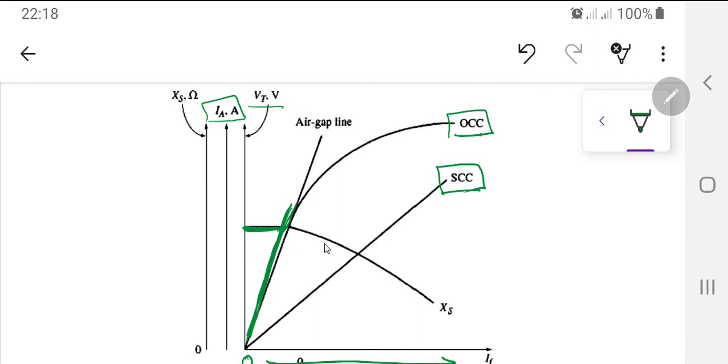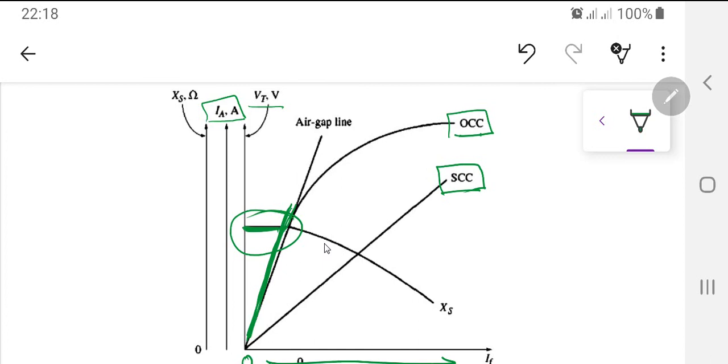Otherwise, if nothing has been shown or asked over there, you can only use this value of XS, which is at this point over here. So with the open circuit test and short circuit test, you can easily find your XS in the unsaturated region, but afterwards it's saturating.